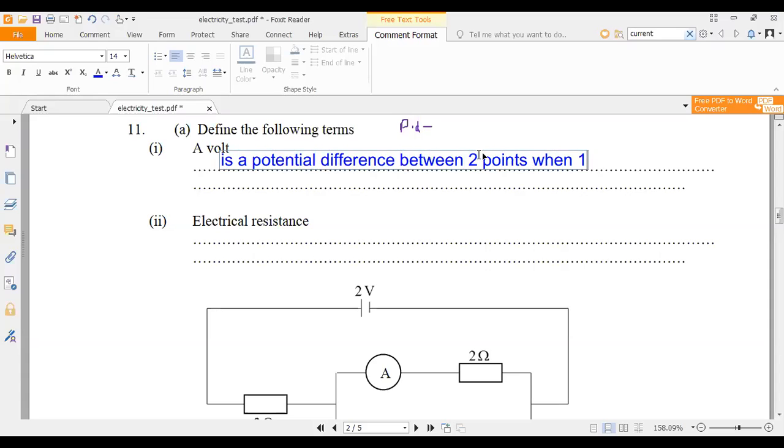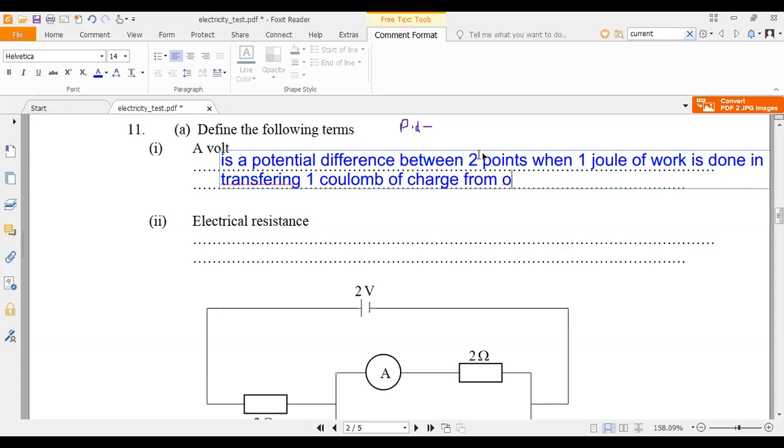It is between 2 points when 1 joule of work is transferring 1 coulomb of charge from one point to another.